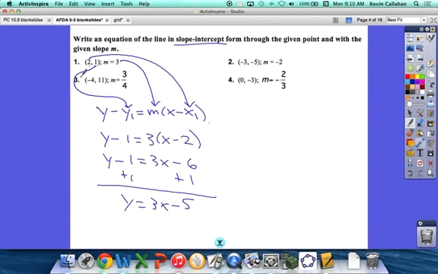Let's try the number 3 over here. Okay, again, we're going to start with y minus y1 equals m times x minus x1. Right? Using this information right here, what do I plug in for y?